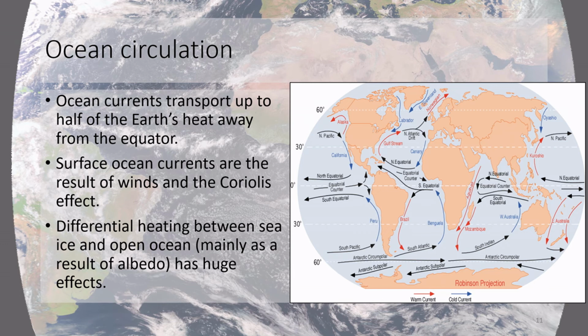The last component that we added is ocean circulation. So ocean currents transport half or even more of the heat received from the sun away from the equator. So surface ocean currents are the results of winds and the Coriolis effect, and these have a big influence on the Earth's weather. So differential heating between sea ice and open ocean has big effects and is one of the main concerns of climate change. Another thing is just the heat transfer, why, for example, Britain is warm compared to Canada on the same latitude.